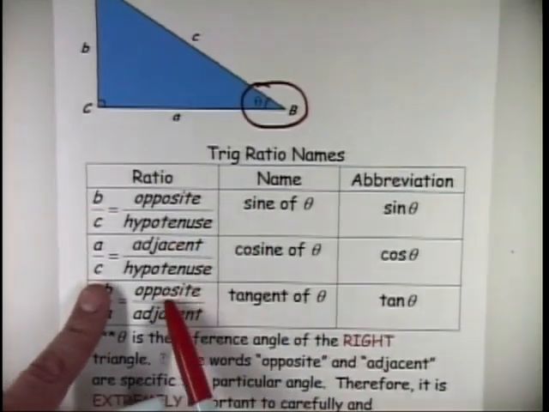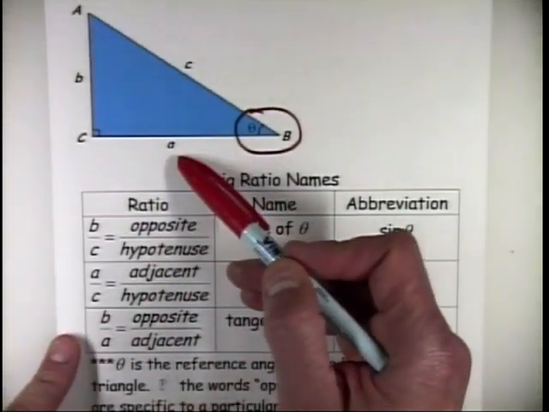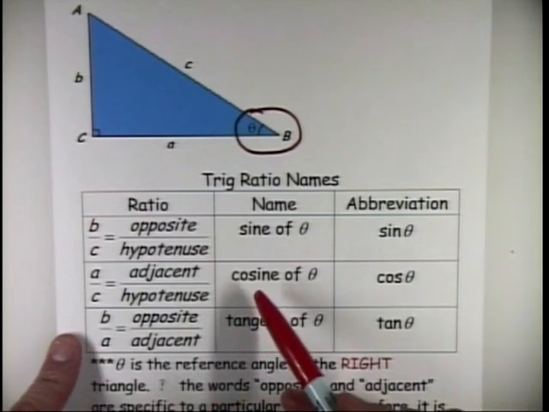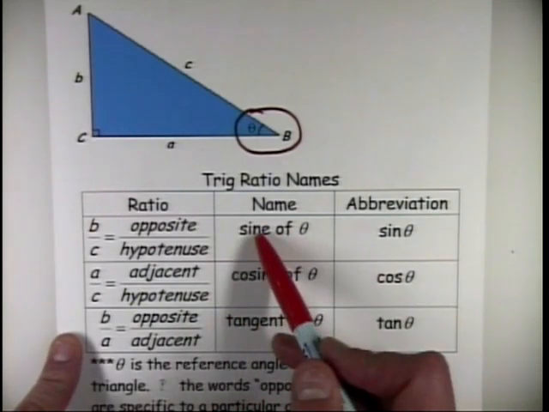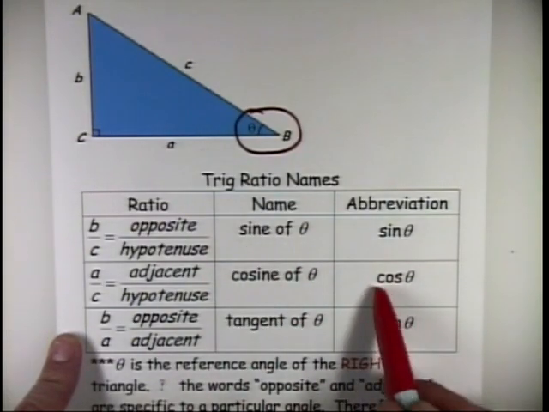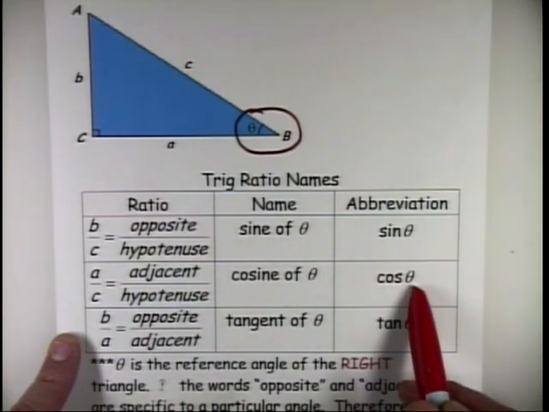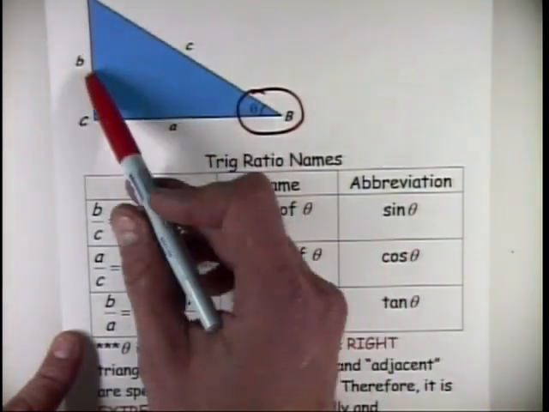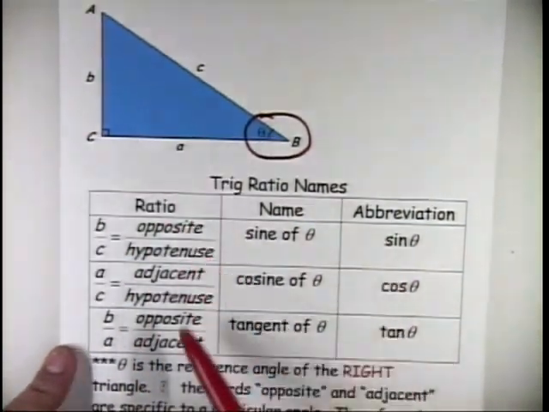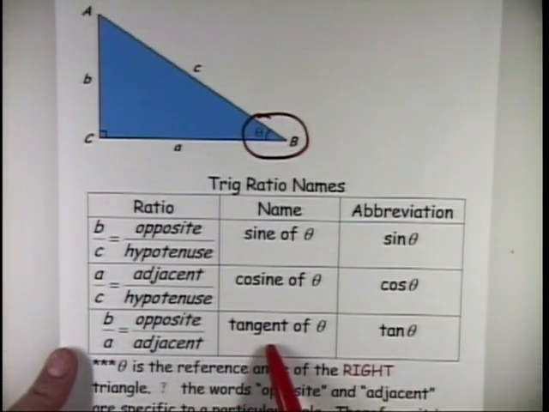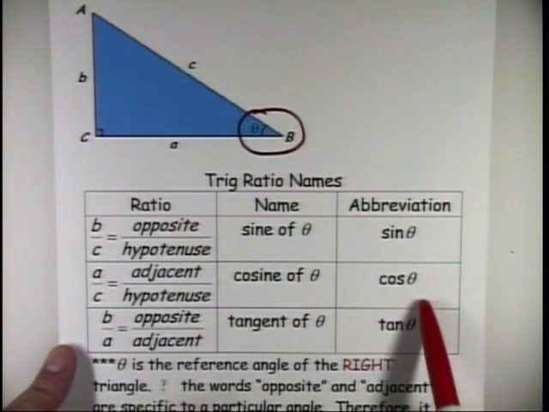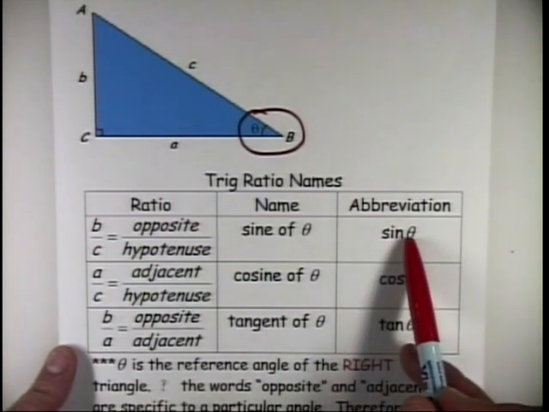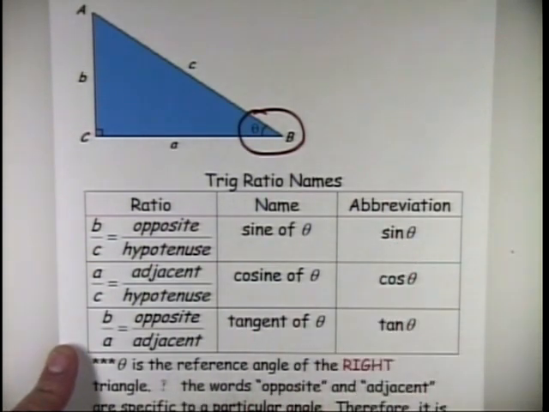The adjacent over hypotenuse, which in this case was our A to C, we call the cosine of theta. Co-S-I-N-E. Kind of the same base as that. And we abbreviate that as COS of theta. The ratio that is the opposite side to the adjacent side, we give a specific name of tangent of theta. And it also has an abbreviation, T-A-N, tan, with the angle behind it. So sine of theta, cosine of theta and tangent of theta is how we read those.